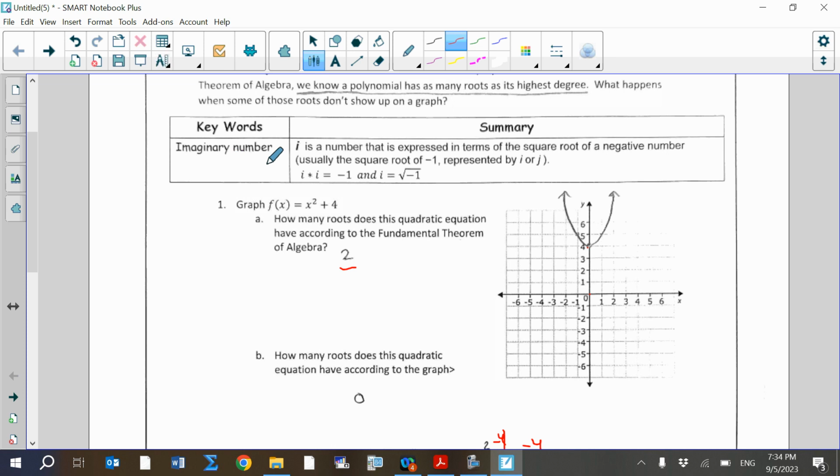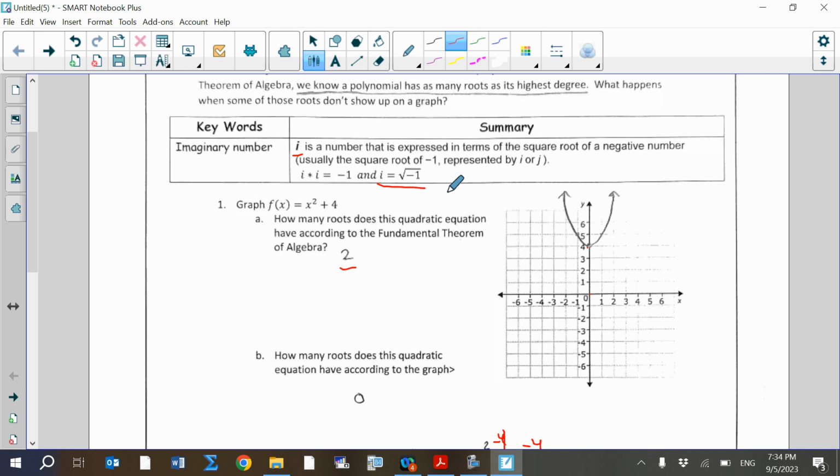Imaginary number, which is also called i, is a number that is expressed in terms of the square root of a negative number, usually the square root of -1, and it's represented by i or j. So basically, i is equal to the square root of -1. And obviously, when you multiply i by itself, it's going to be equal to -1.